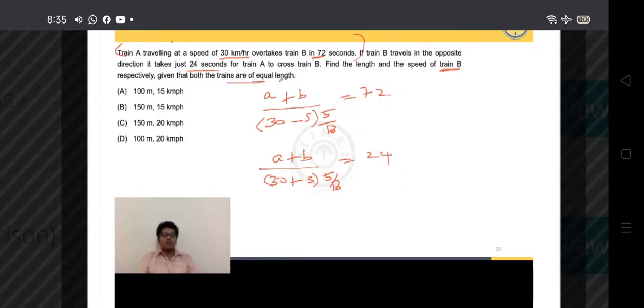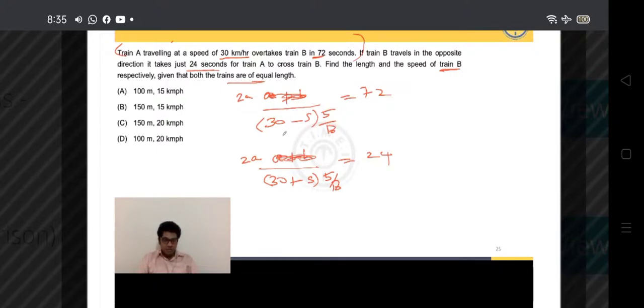Now my job is simple. Both the trains are of the same length. So instead of this A plus B, I can just say 2A or 2B. Okay, now this will be 2A. This will also be 2A or 2B, anything, since both are equal. So 2A by 30 minus S. Therefore, if I just divide both the equations, everything will cancel. I can find the speed. Then if I substitute, I'll find A.